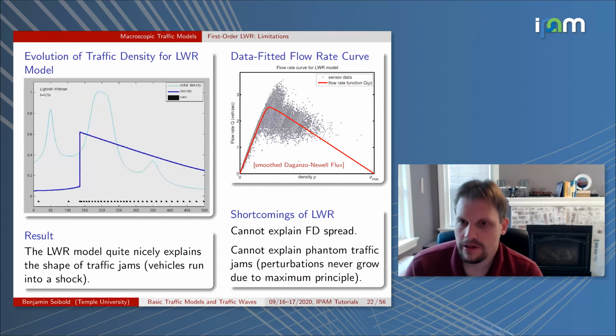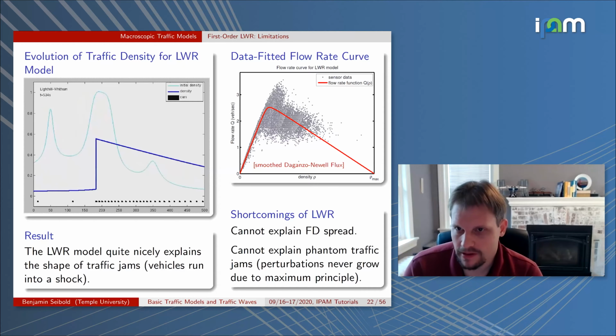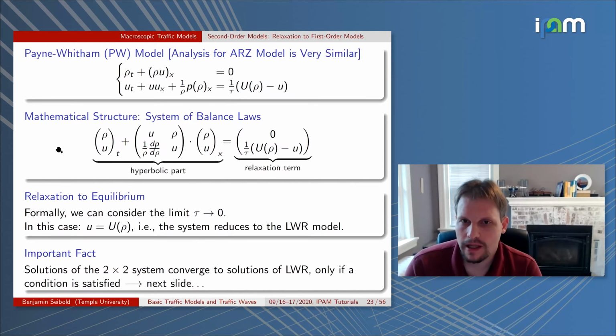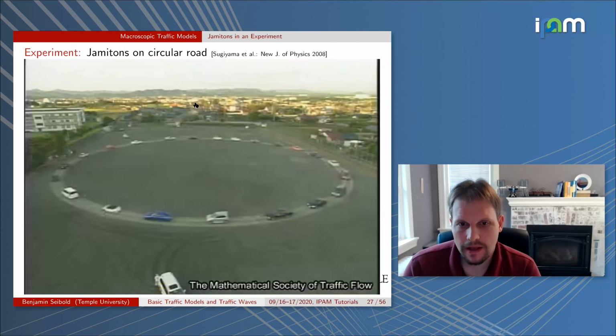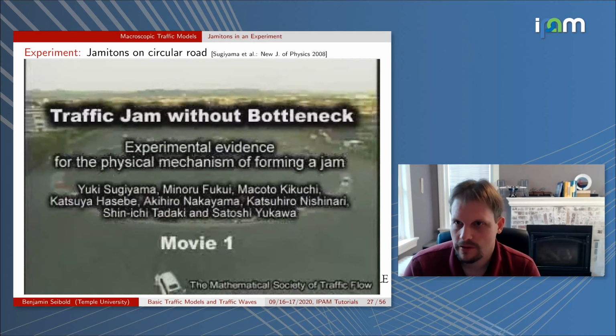So what I will continue tomorrow is give a brief glimpse on how to do this in systems that you get here. So these 2x2 models can capture some of these effects, and let me actually finish the presentation by just showing this here.